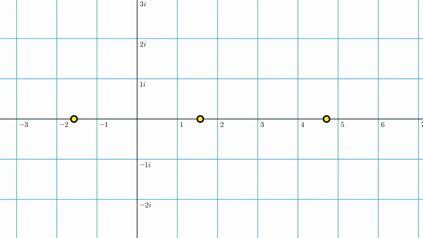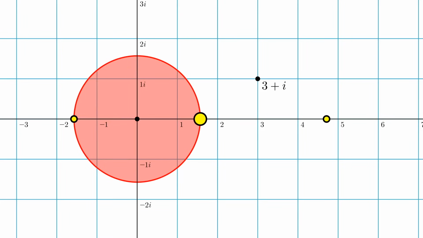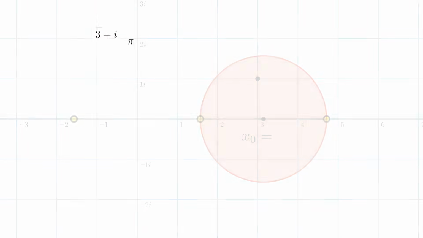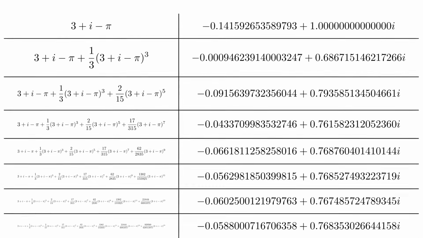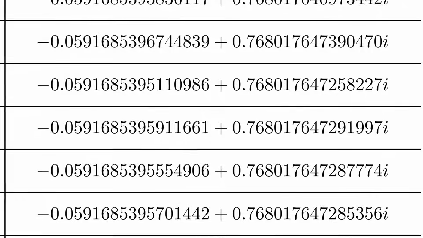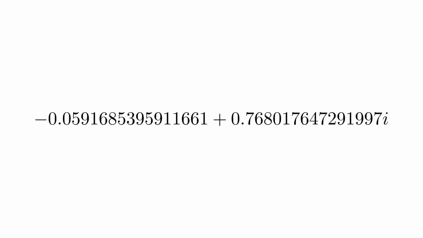Let's try to evaluate tangent of 3 plus i. I definitely cannot use the Maclaurin series for tangent to do this, because 3 plus i is further away from the origin than this asymptote at pi over 2. However, if instead we take the Taylor series for tangent of x centered at x equals pi, and then plug 3 plus i into the partial sums, we find that it converges rapidly, and conclude that tangent of 3 plus i should be approximately negative 0.06 plus 0.76i.